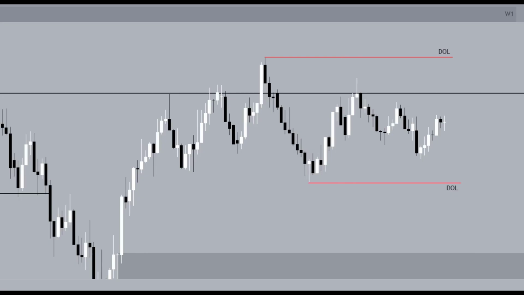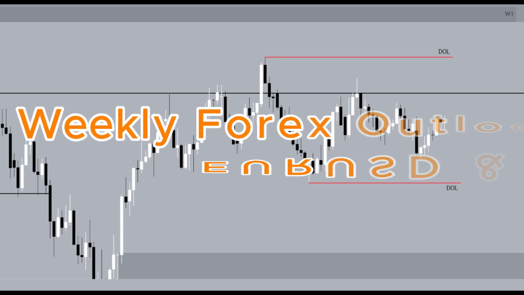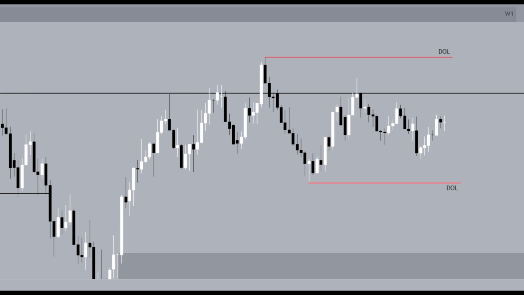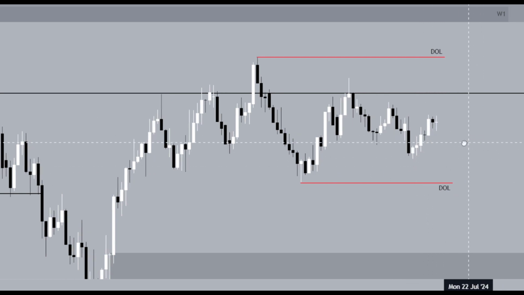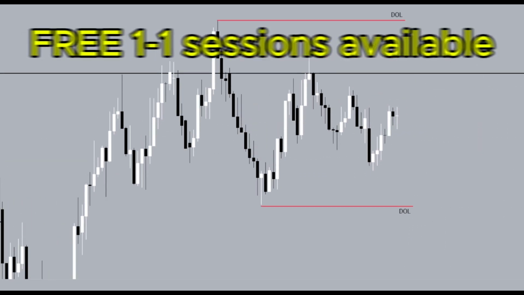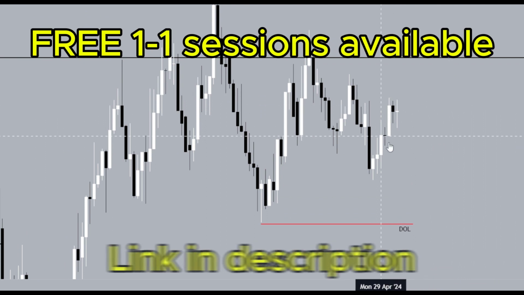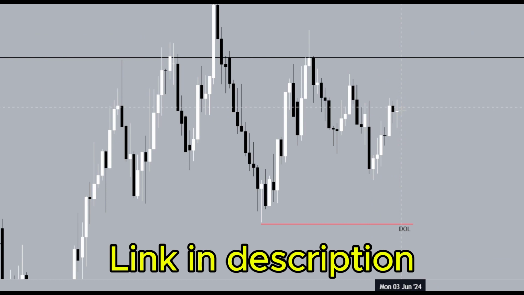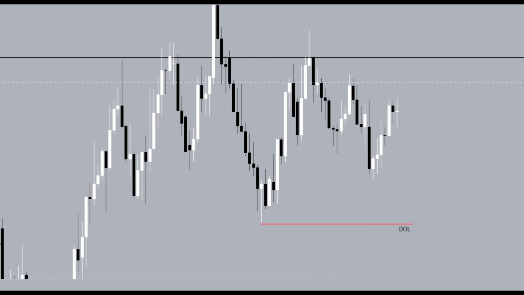Here we have our regular EURUSD and GBPUSD weekly forex outlook. We're going to be going over where I think the markets are likely to go over the next 5 days or so, going into the week of the 3rd of June. We've had a few bullish weeks on EURUSD on the weekly time frame to kick things off. We've had another weekly bullish candle overall, kind of a doji, but nevertheless we have had a green candle, or a white candle in this case.